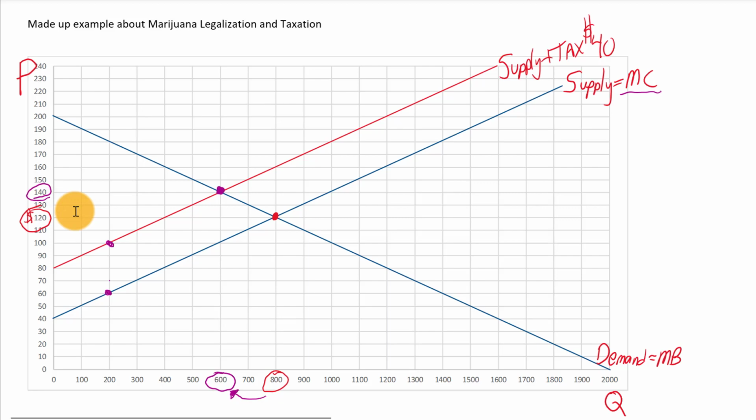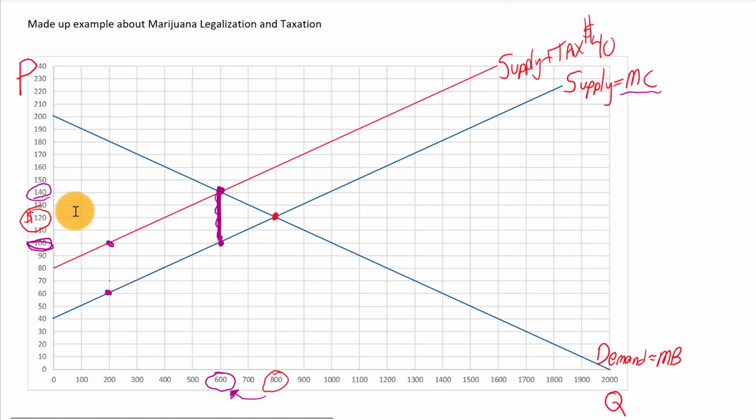But then if we go down $40, there's another price, and this other price is the price that is going to be received by the business after they pay this $40 per unit tax to the government. And so the consumers pay $140, the businesses receive only $100, and so you can visualize how much tax revenue there will be collected by a rectangle.